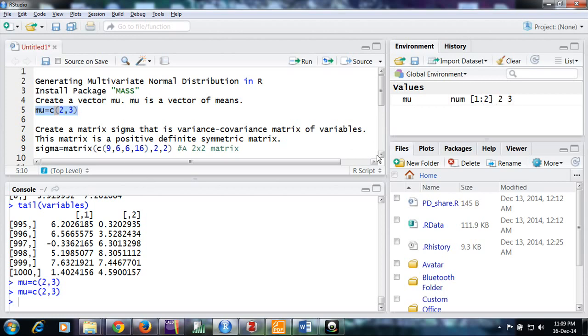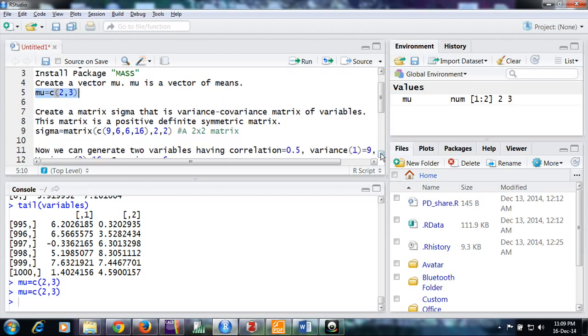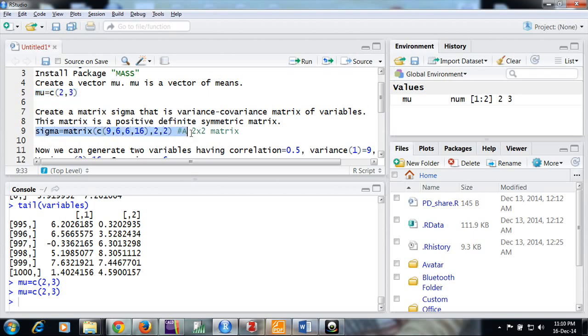In the same way, we can create a sigma matrix, but keep in mind, when you generate a variance covariance matrix, it should be a positive definite, symmetric matrix. So here I am generating the matrix in such a way. These are the arguments. This is the way we write. Like sigma is the matrix of 9, 6, 6, 16 of 2 by 2. This 2 is for row and this 2 is for column. So it is a 2 by 2 matrix. So I am creating the sigma matrix.